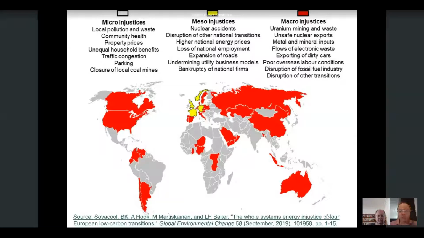The exportation of dirty cars that leave Norway, because the old conventional cars don't just disappear, they go somewhere else, like Poland or Estonia. So it really shows, troublingly, the multi-scalar nature of injustice.